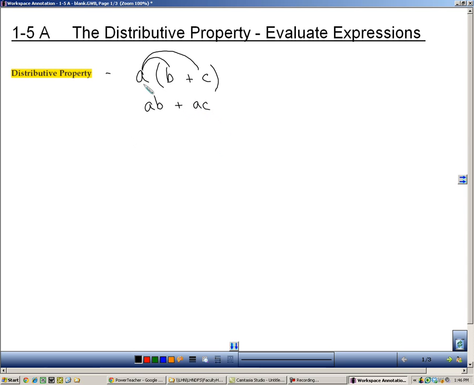If you have a value outside of the parentheses, you can multiply it by each term in the parentheses, and then you can drop the parentheses. This also works for subtraction. Same idea. The A gets distributed, except in this case, we use a minus sign. So we're going to do some rather simple examples with numbers to help you get used to the distributive property.